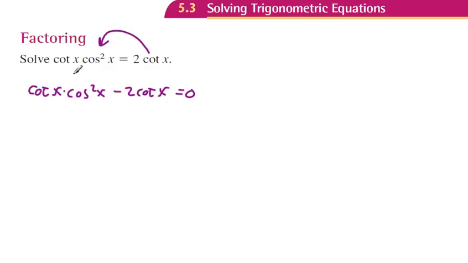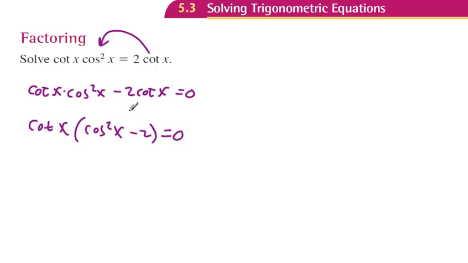Now we can factor out the GCF. We have a cotangent here with this monomial, and we have a cotangent right here. So cotangent, cotangent, I'm going to take that out. So cotangent times what gives me back this? Well, it's going to give me cosine squared of x. And cotangent times -2 will give me back -2 cotangent of x equals 0.